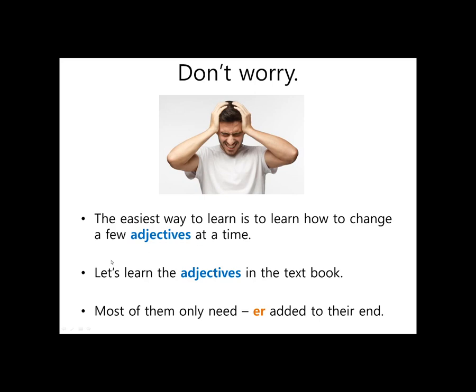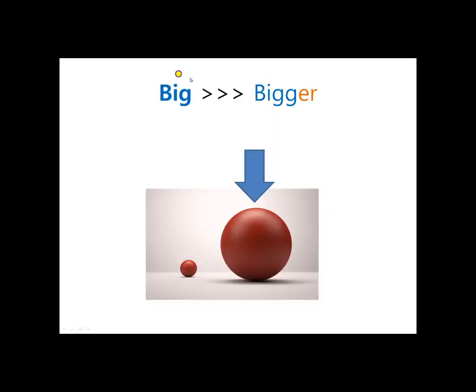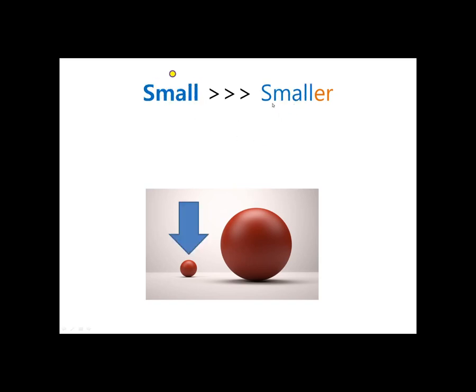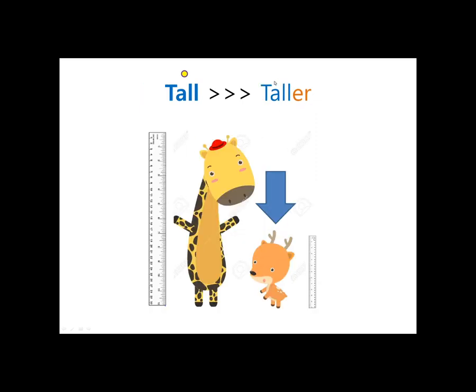Okay, so today we will just learn the adjectives in the textbook. Just the adjectives in the textbook. Most of them only need ER added to their end, so it shouldn't be too difficult. Okay, so big, one syllable, bigger. Big, bigger. Small, smaller. Tall, comparative adjective, taller. Short, comparative adjective, shorter.